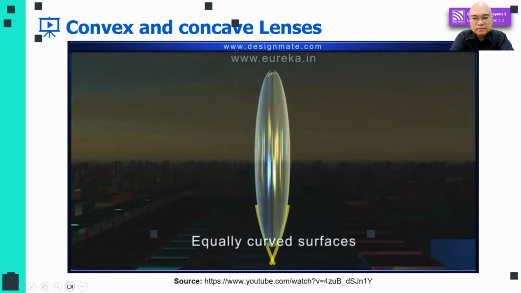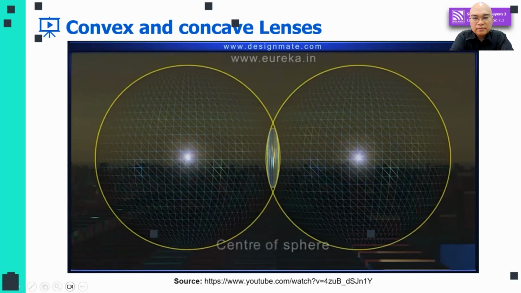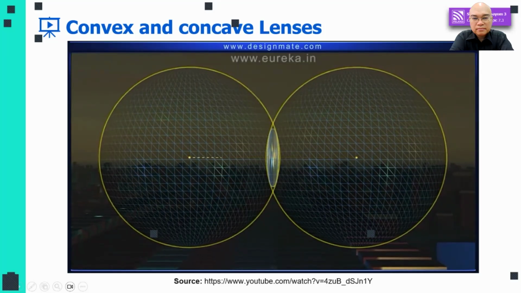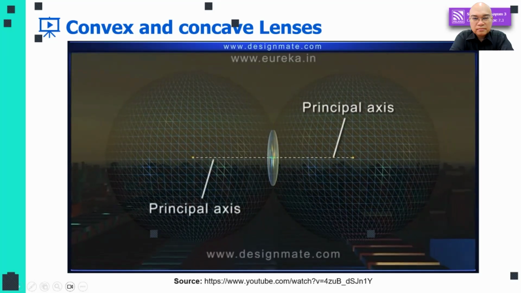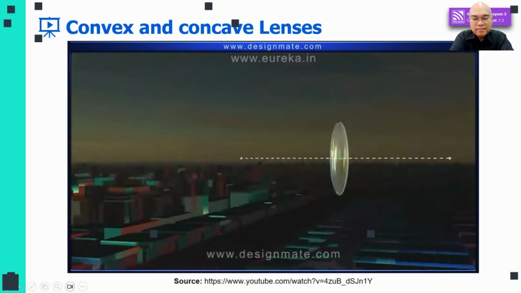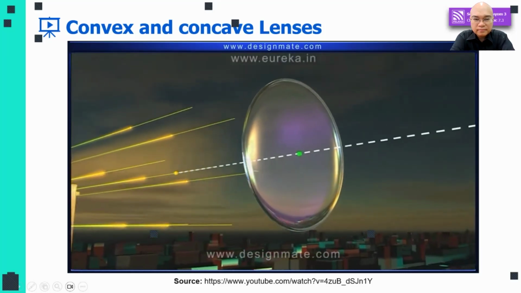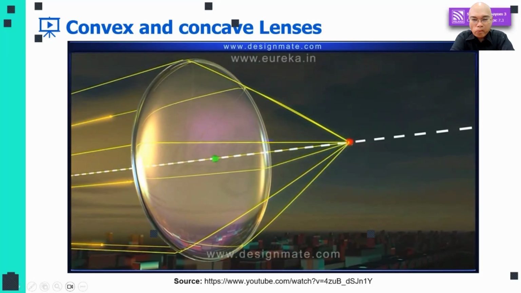We can consider these equally curved surfaces of the lens to be small parts of spheres. The center of these spheres is called the center of curvature of the lens. The radius of the spheres is known as the radius of curvature of the lens. The line joining the center of curvature on both sides of the lens is known as the principal axis, which passes through the optical center of the lens. The light rays parallel to the principal axis and incident on one side of the lens undergo refraction and converge at a point on the principal axis on the other side.